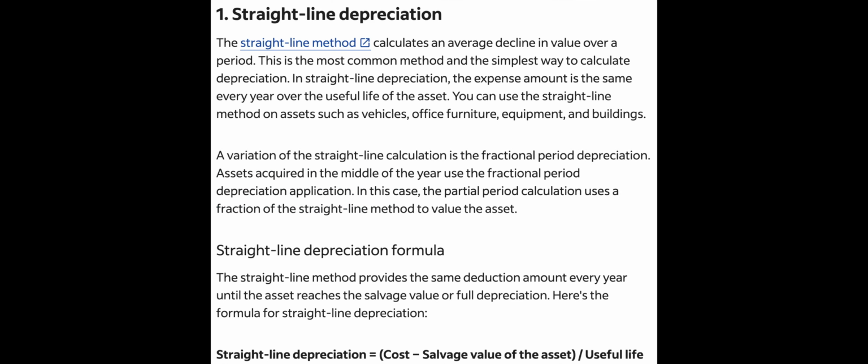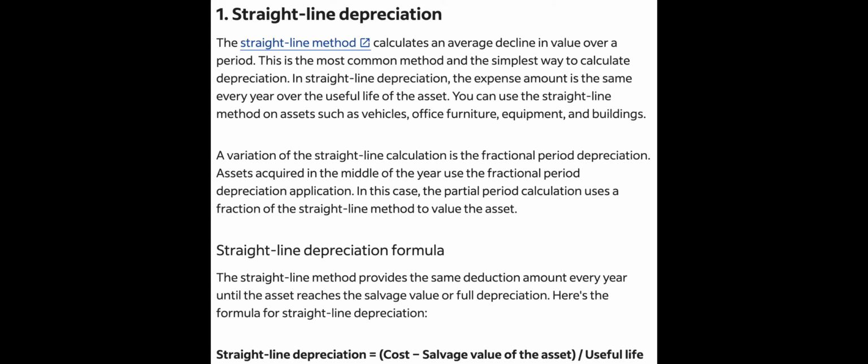1. Straight-line depreciation. The straight-line method calculates an average decline in value over a period. This is the most common method and the simplest way to calculate depreciation. In straight-line depreciation, the expense amount is the same every year over the useful life of the asset. You can use the straight-line method on assets such as vehicles, office furniture, equipment, and buildings.